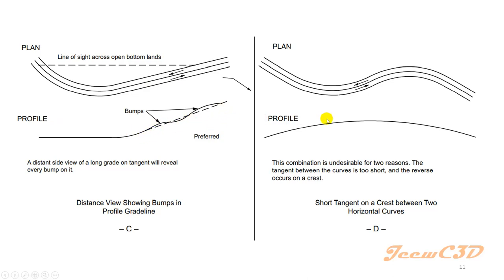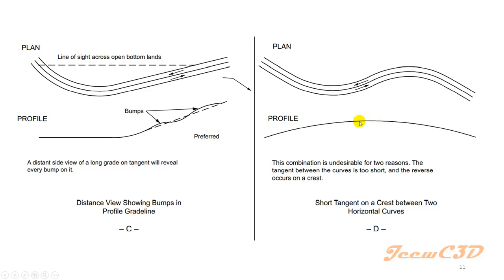Here you have a short tangent in between the horizontal curves. This is a reverse curve separated by a short tangent. So this is not desirable for two reasons. That is, this tangent is too short and this reverse curve occurs on a crest. So the crest is the top point. At the top point the gradient is very low, it is close to zero. Here the gradient is somewhat higher, this side also somewhat higher.